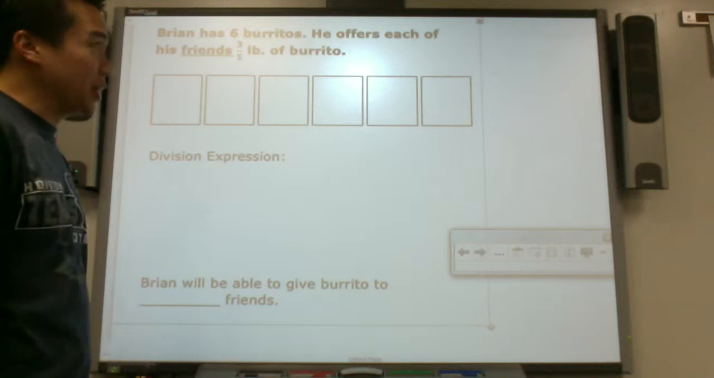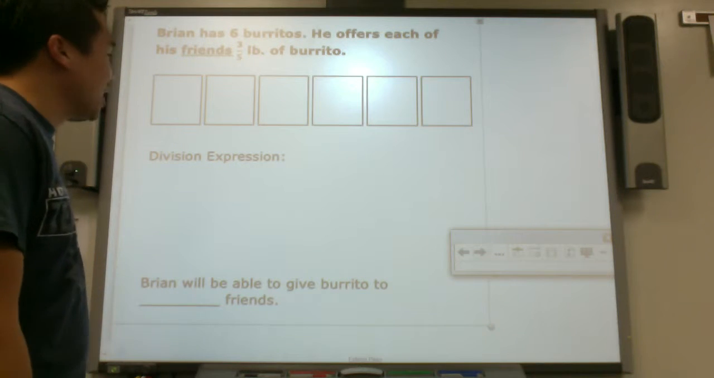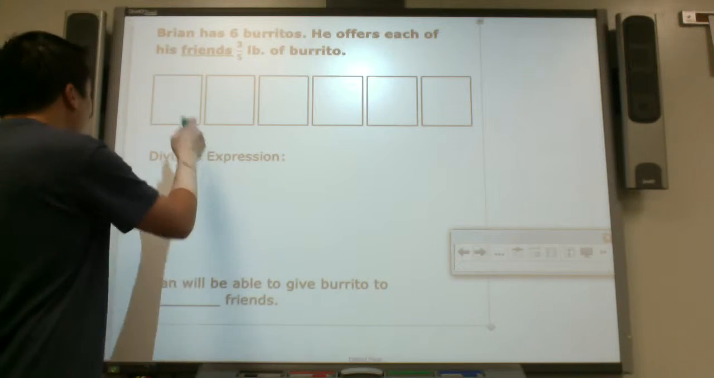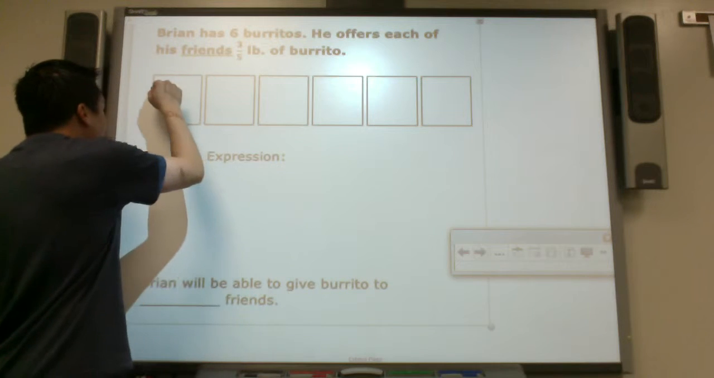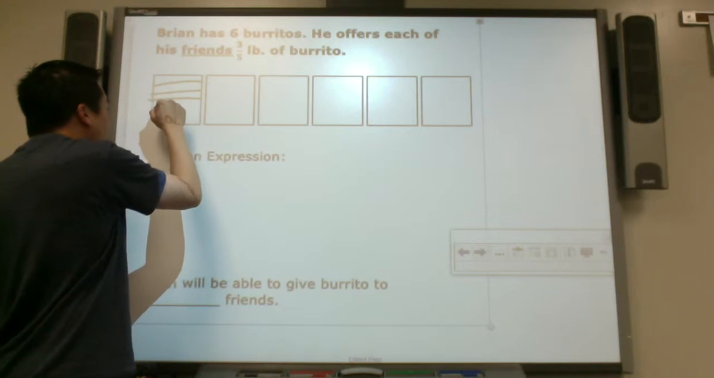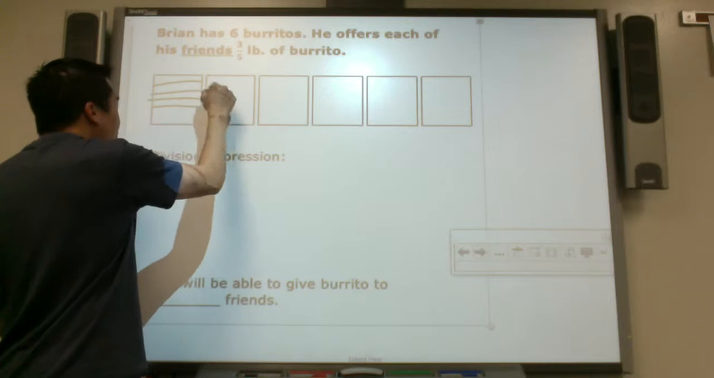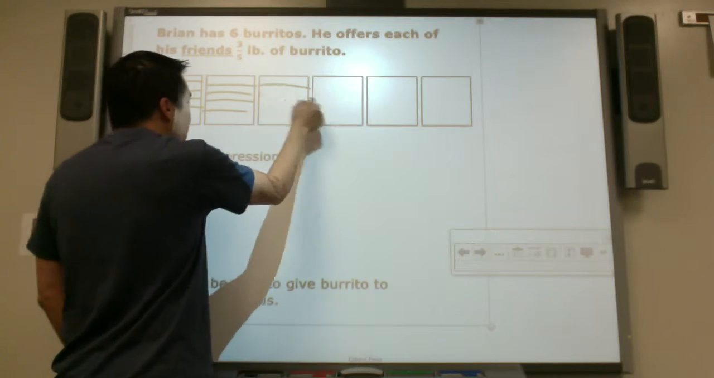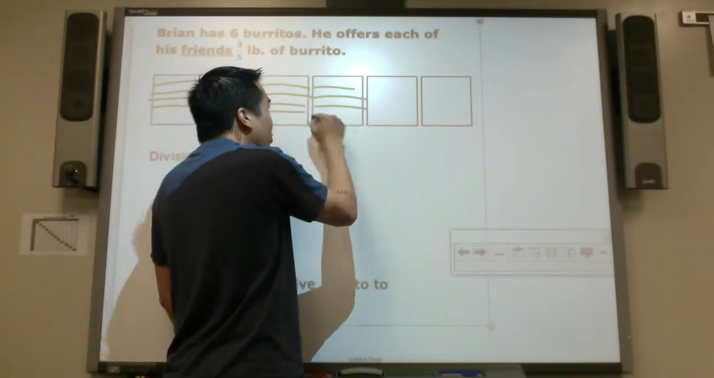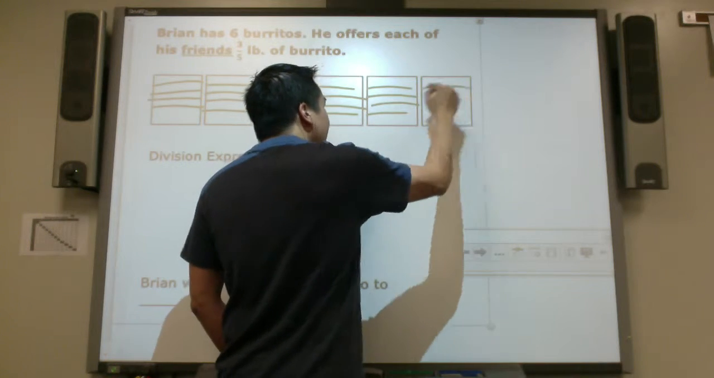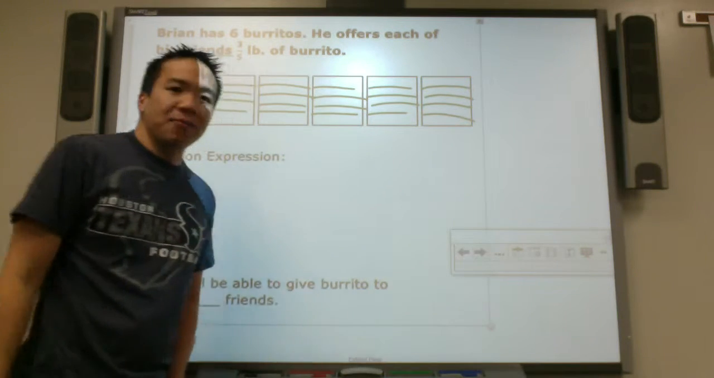Brian has 6 burritos. He offered each of his friends 3/5 of a burrito. So he has 6 burritos. He offered each friend 3/5. So let's try to divide this all into fifths. 1, 2, 3, 4, 5. 1, 2, 3, 4, 5. 1, 2, 3. So divide each burrito into fifths. So you're cutting each burrito into 5 parts.